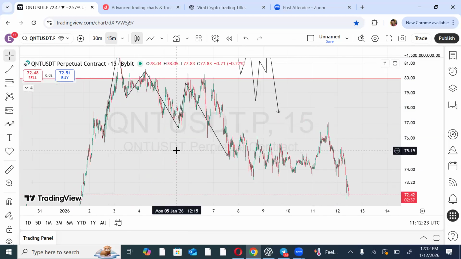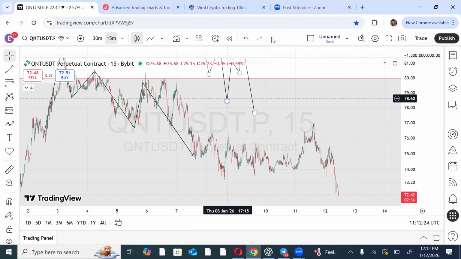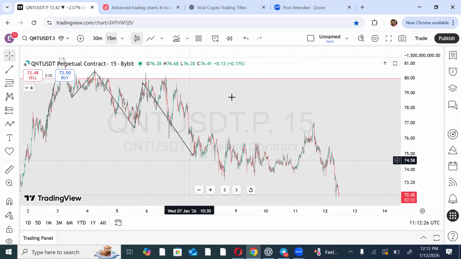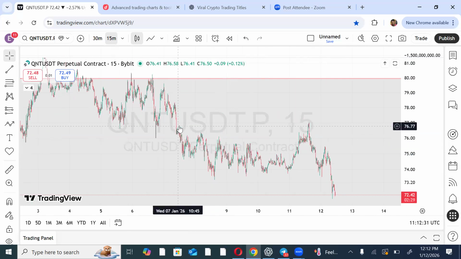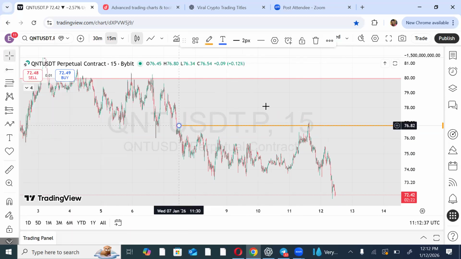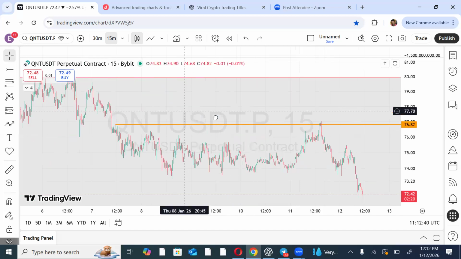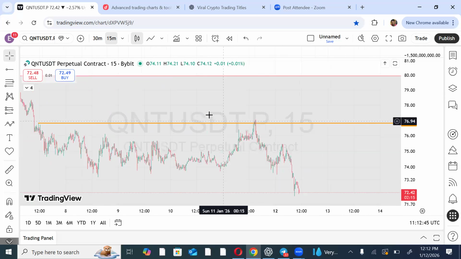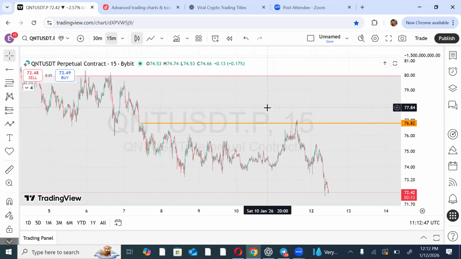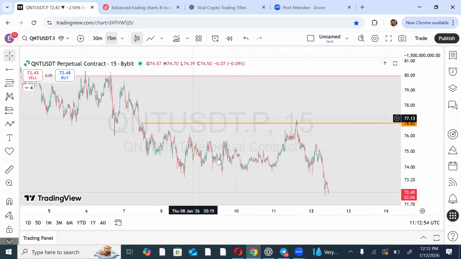I got this entry with a very simple technique. I use my liquidity knowledge to understand and know where price is going to buy or sell from. Now I took this particular level, took this level, and then I allowed price to tap into it. The moment price tapped into it, I was already convinced that we were selling.